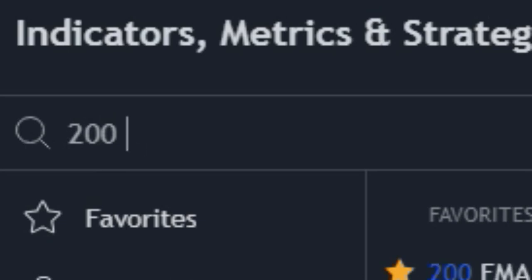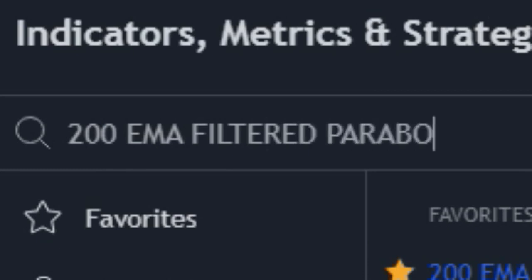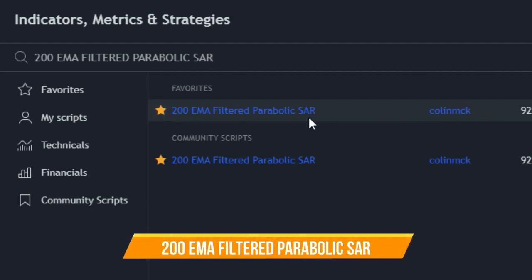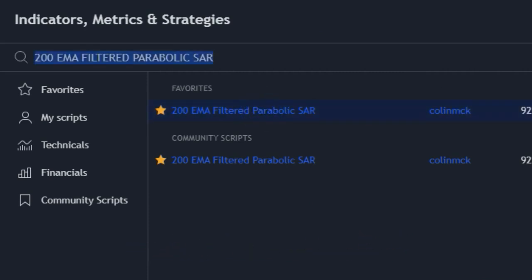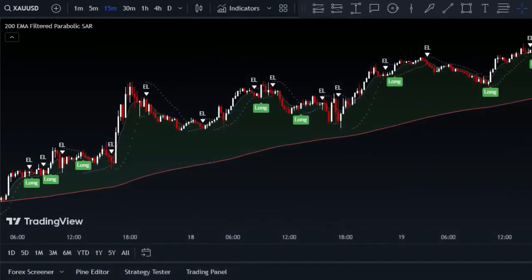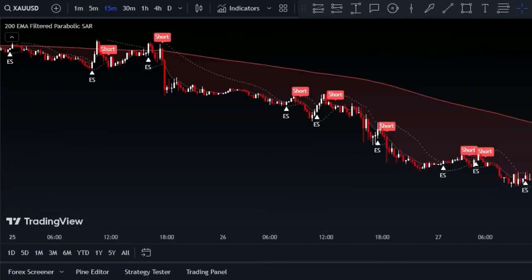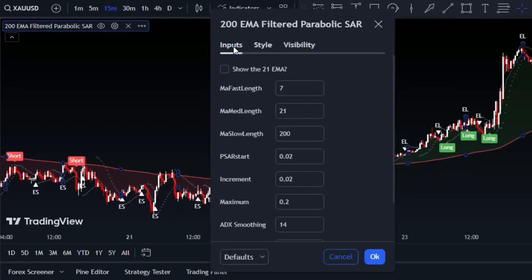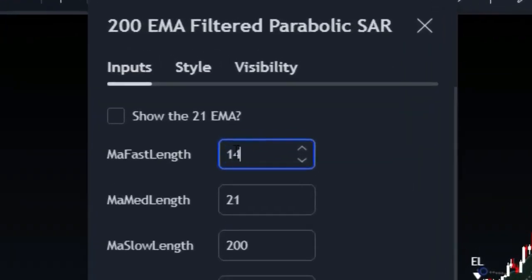Now add the 200 EMA filtered parabolic SAR indicator to your chart. Once you've added this indicator, you'll notice some changes in the chart layout, making it a bit more crowded. So to enhance the signal accuracy, we'll need to tweak the settings of the indicator. So carefully and step by step, go ahead and apply these changes just like I do.